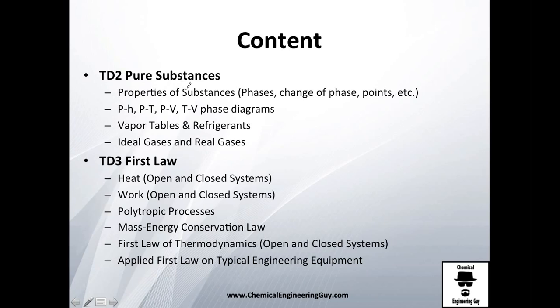Good. Once we get those basic concepts, we can jump to the second block, which is TD2 Pure Substances. We're going to analyze properties of the substances, how or what is a phase, how do they change between them, all the important points such as critical point or all those points, the triple point, etc. Phase diagrams, and we're going to see and analyze a lot of them: pressure, temperature, volume, and a lot of interaction. Vapor tables and refrigerants.